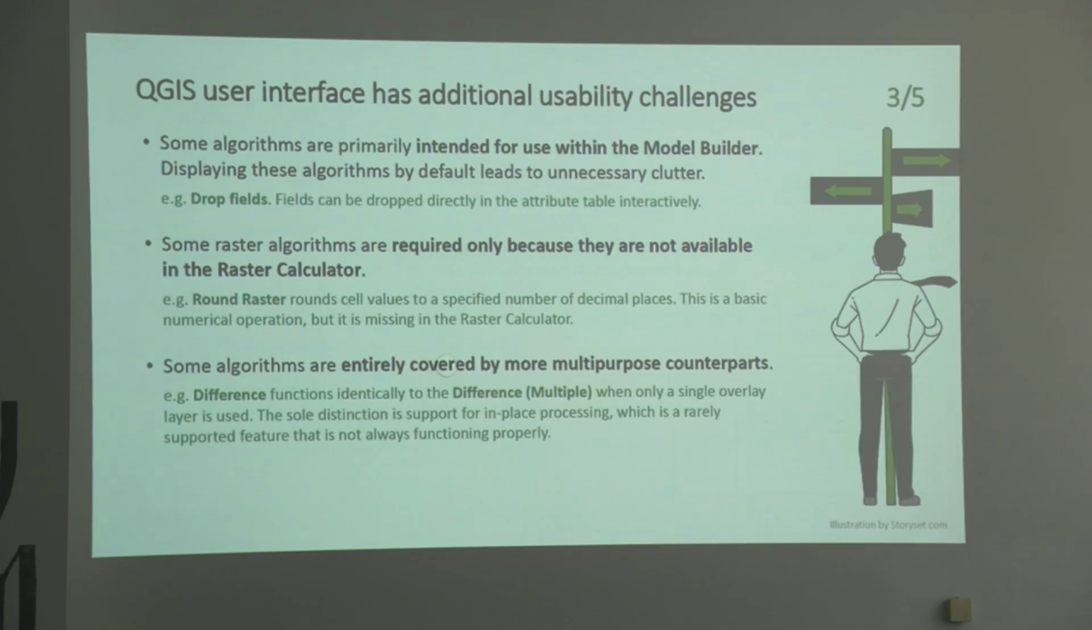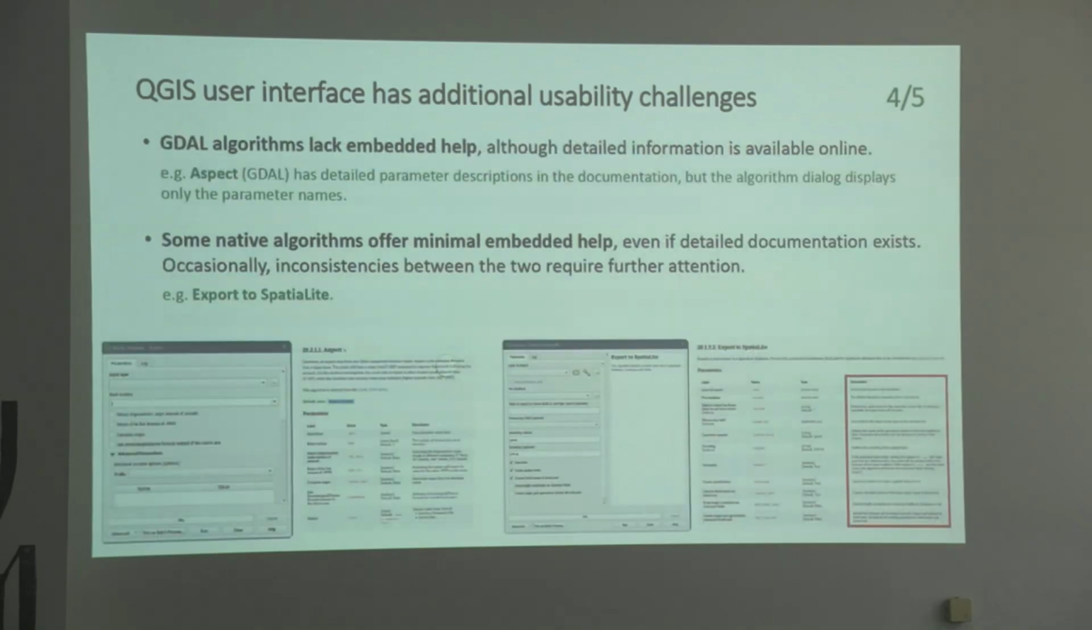We have also some algorithms that work for a single feature or multiple features. And basically, the multiple ones can be used for single as well. And performance-wise, they are also identical. So it's not very clear why we have both of them. So we have these kinds of issues.